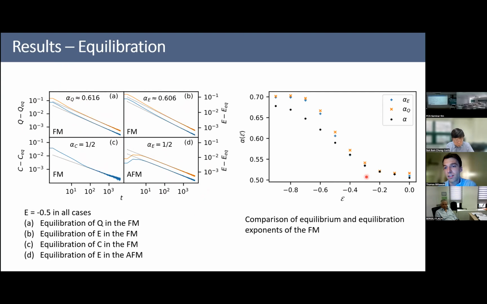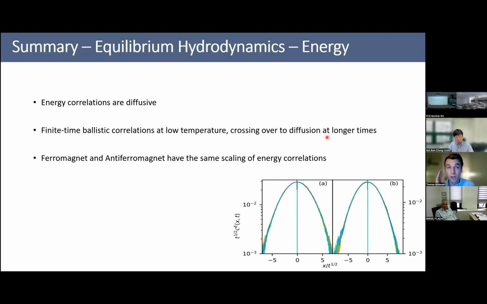And they are not quite the same, but they show the same picture for the antiferromagnet. They go up at low energy, and there are some differences between them, but they're broadly consistent in terms of the qualitative picture between equilibration and equilibrium exponents. So with that, let me conclude this first part.